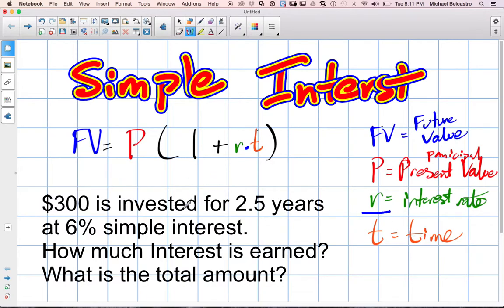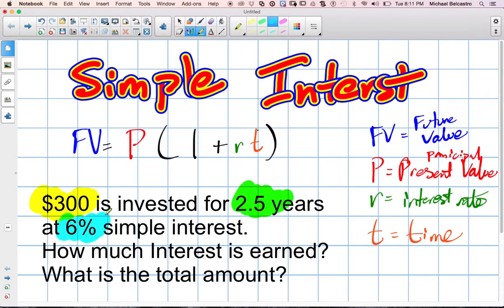So they've given us this little question here. $300 is invested for 2.5 years at 6% in a simple interest account. How much interest is earned is question 1, and what is the total amount is question 2. So we have 2 things we have to answer here. What we'll do is highlight what's important information. We know that $300 is invested. It's invested for 2.5 years, and the interest rate is 6%.